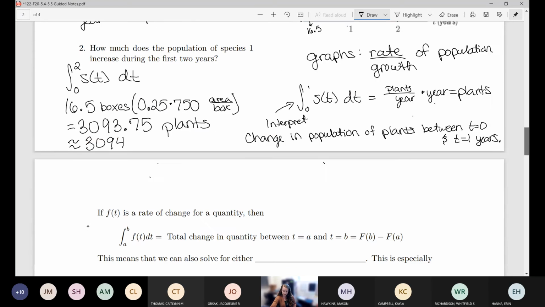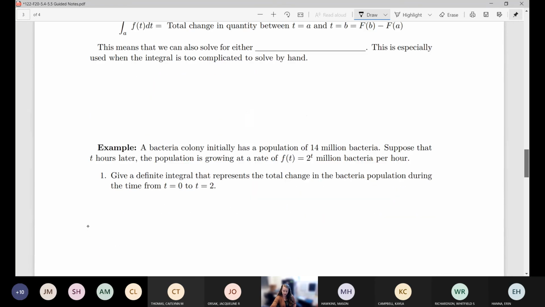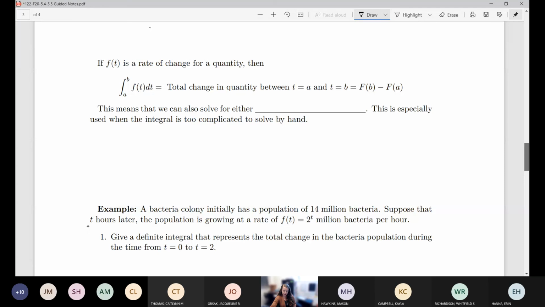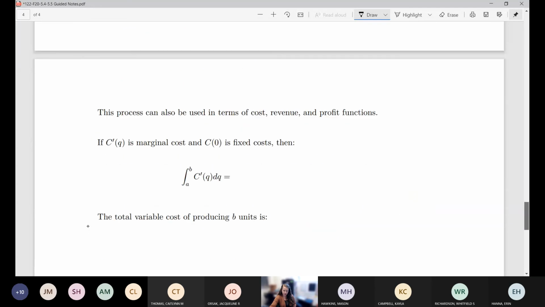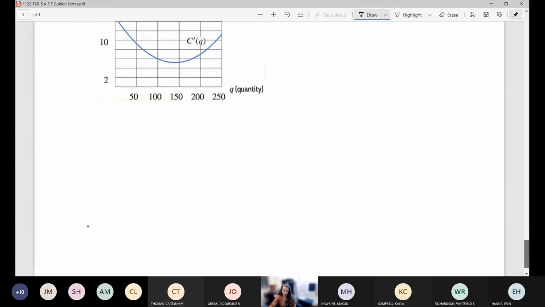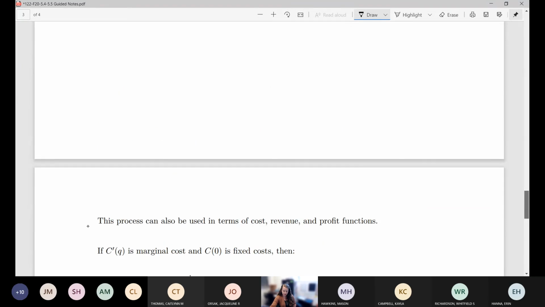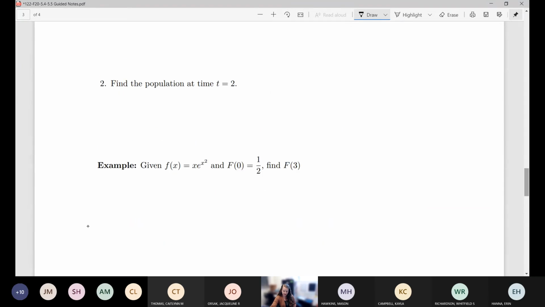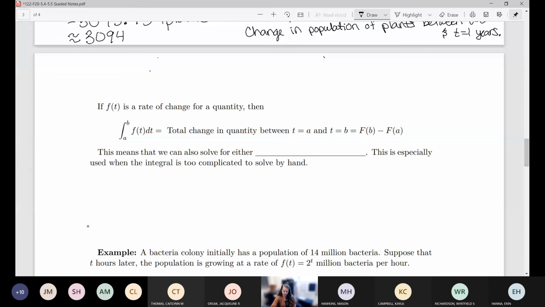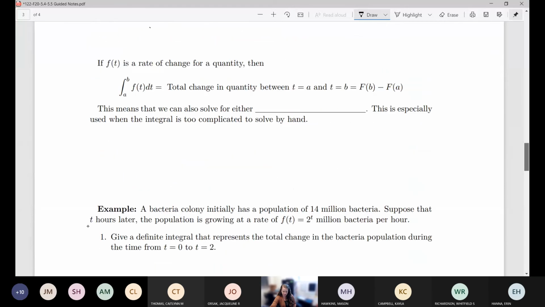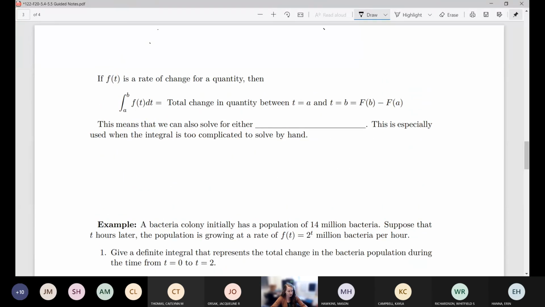Wait, hold on, let me look. Oh, I have more than I think I do. Right, I forgot about that. Yeah, let's just write this down, and we might do that first example. I was looking at the wrong set of notes and I thought it went faster than it did.